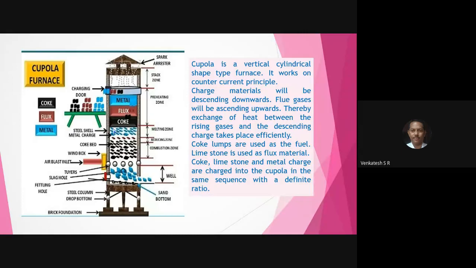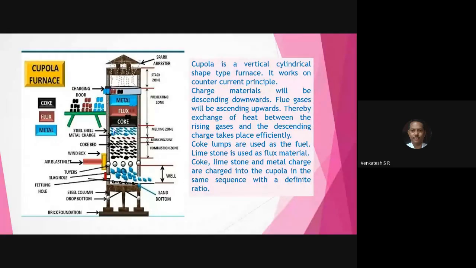You can produce maximum millions of tons of cast iron. You can run the cupola 3 years, 5 years, 10 years. There are examples of cupolas still running in some German companies, running for the past 25 years. So continuously you can produce the cast iron. That is the advantage of using the cupola.